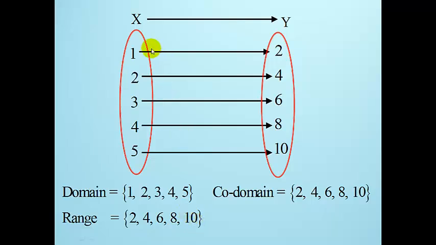Take note that the elements of the set X are what we call the domain. The elements of the set Y are what we call the codomain. And the images in the set Y are what we call the range.